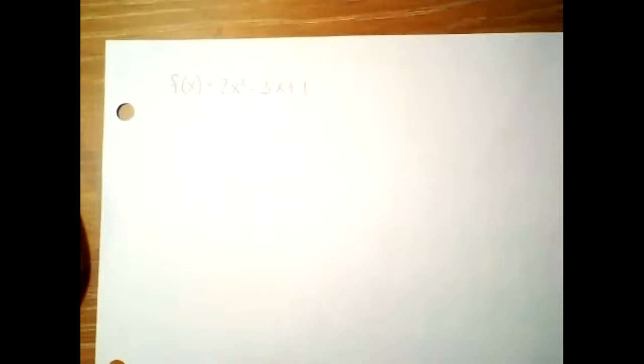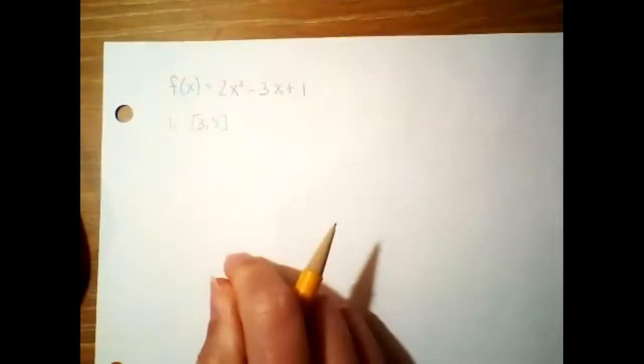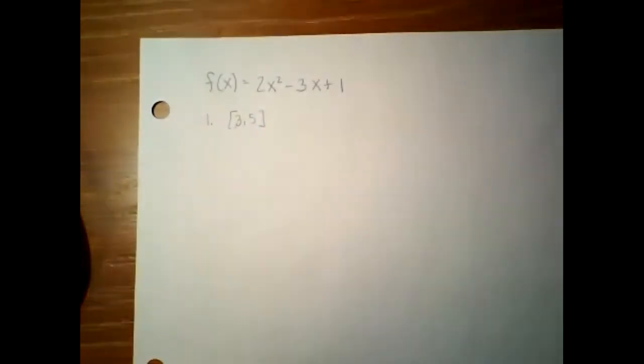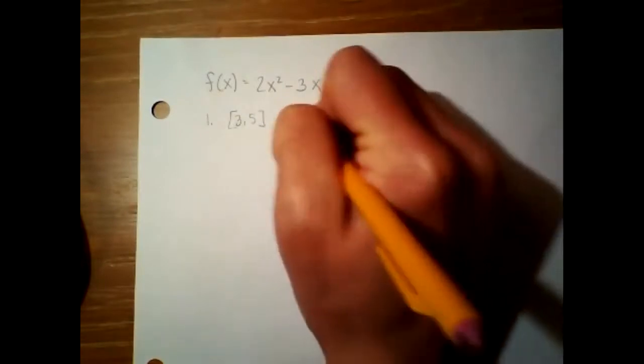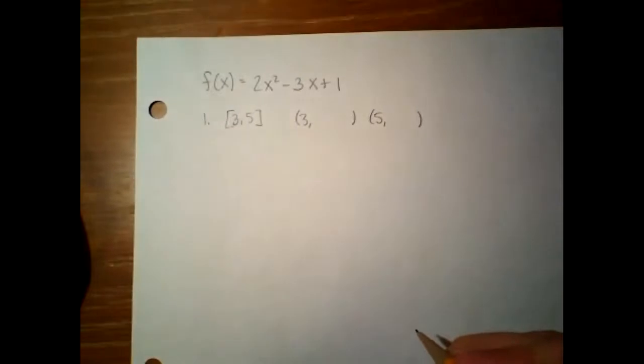Right, so for the first few questions in the quiz, this was the function that we had. And question 1, let me darken that up a bit, there we go. Question 1 was find the average rate of change on the interval 3 to 5. So average rate of change for 3 to 5 simply means slope. So we're gonna want a point for 3 and a point for 5, and then we're gonna do the slope.